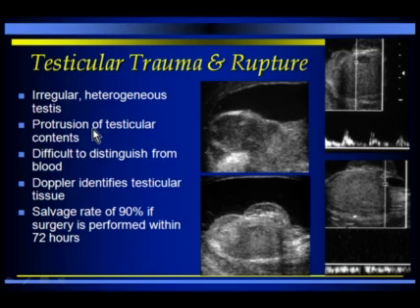It can be difficult to distinguish these contents from hemorrhage in the scrotum. Doppler identifies normal testicular tissue, so we use a Doppler here just to show that there is flow in the testicular tissue. If you do surgery immediately, the salvage rate can still be relatively high.